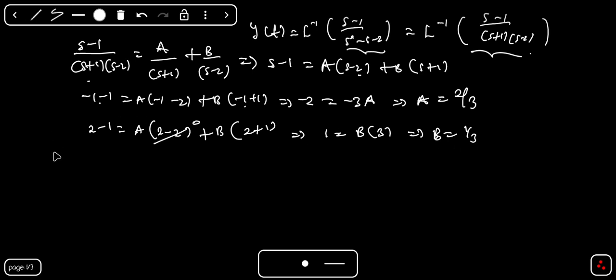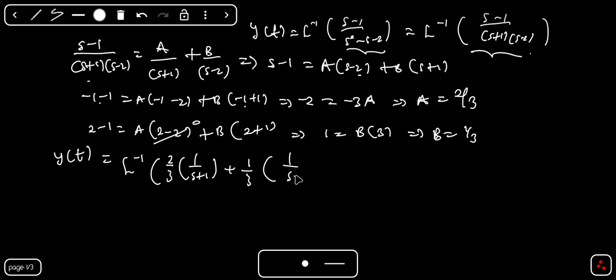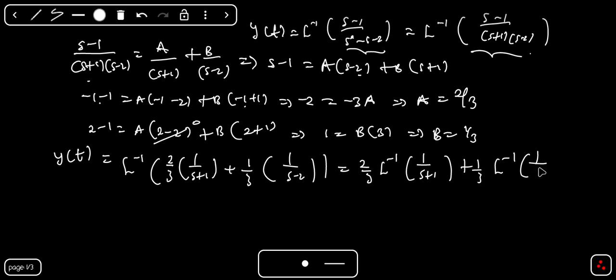Okay, so we have y of t equals the inverse Laplace transform of a, which is 2 over 3, multiplied by 1 over s plus 1, plus b, which is 1 over 3, multiplied by 1 over s minus 2. Okay, so we apply the linearity law here, so you're going to have 2 over 3 multiplied by the inverse Laplace of 1 over s plus 1, then plus 1 over 3 multiplied by the inverse Laplace of 1 over s minus 2.